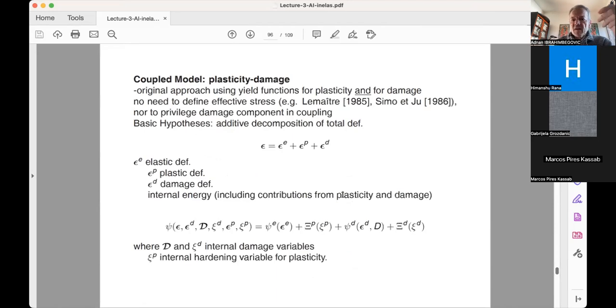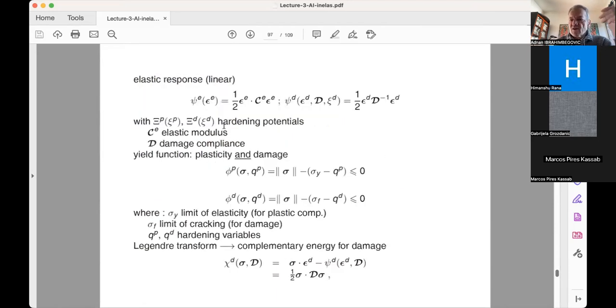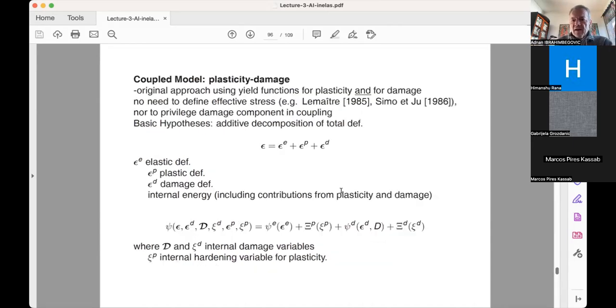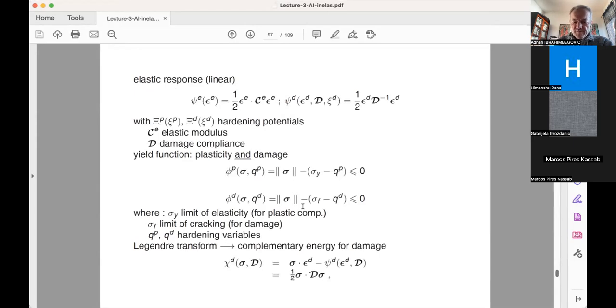Typically, if you take this linear potential, if you have linear hardening, you'll have QP equal to minus KP, KP being the hardening modulus, times Xi P, being the equivalent plastic strain, and this one would be minus KD times, let's say, the hardening variable Xi d. So these are three ingredients that we define. Again, these are just cut and paste from plasticity and damage. We simply copied everything we had.